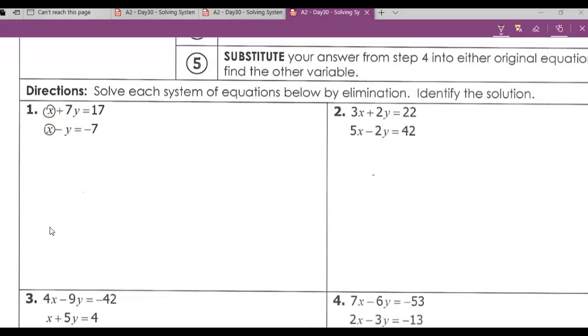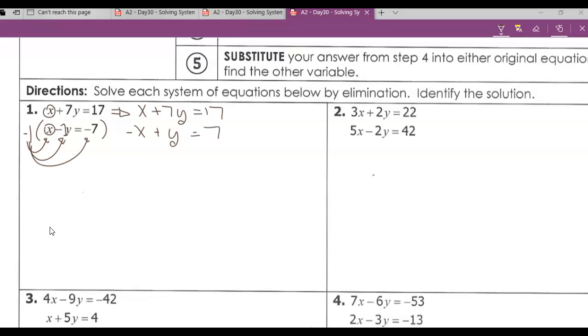And there is one way I can do that. What I can do is take, let's say, our second equation and multiply the whole thing times negative 1. So my first equation didn't change. It is still x plus 7y equals 17. My second equation, when I multiplied everything times negative 1, I get a negative x. And then a negative 1 times a negative 1y gives me a positive y. And then negative 1 times negative 7 gives me a positive 7.